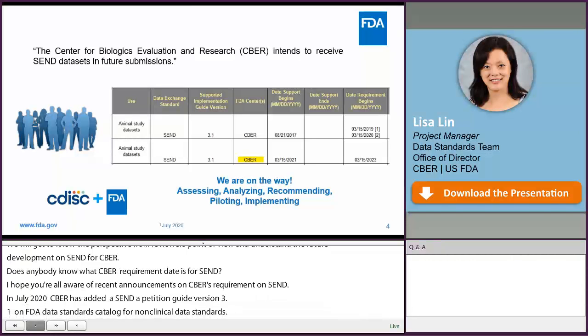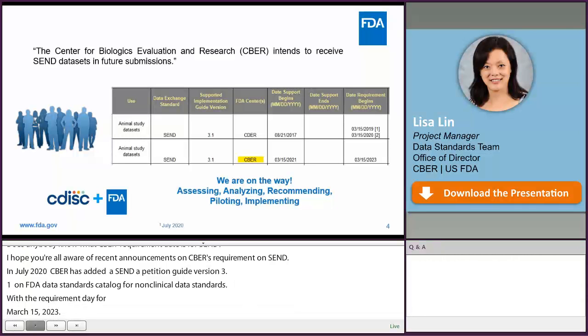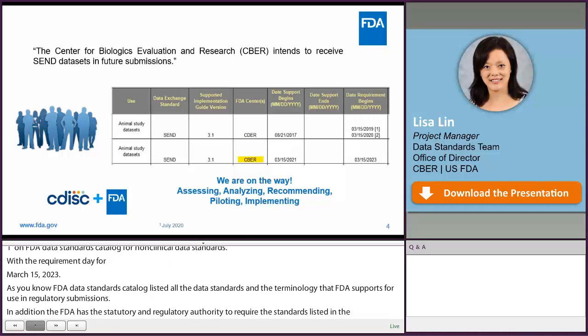As you know, the FDA Data Standards Catalog lists all the data standards and terminologies that FDA supports for use in regulatory submission. In addition, the FDA has the statutory and regulatory authority to require these standards, which means FDA will not accept an electronic submission that does not have study data in compliance with the required standards specified in the FDA Data Standards Catalog.